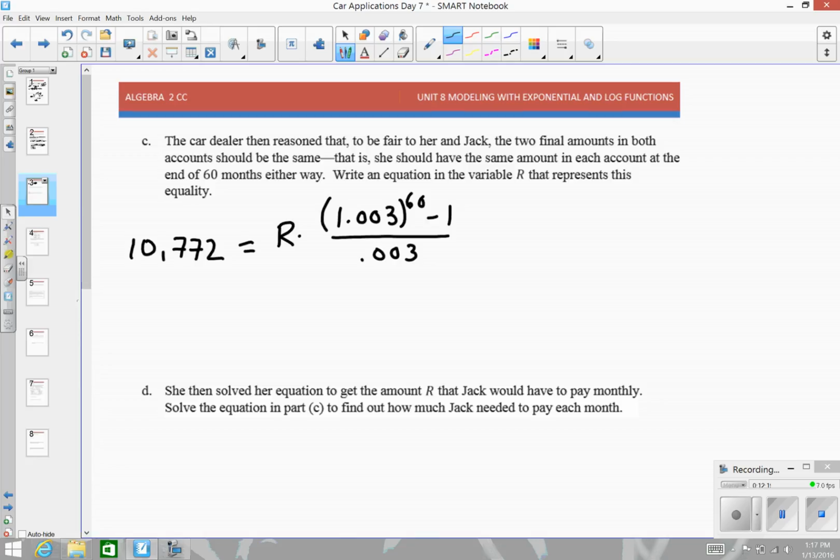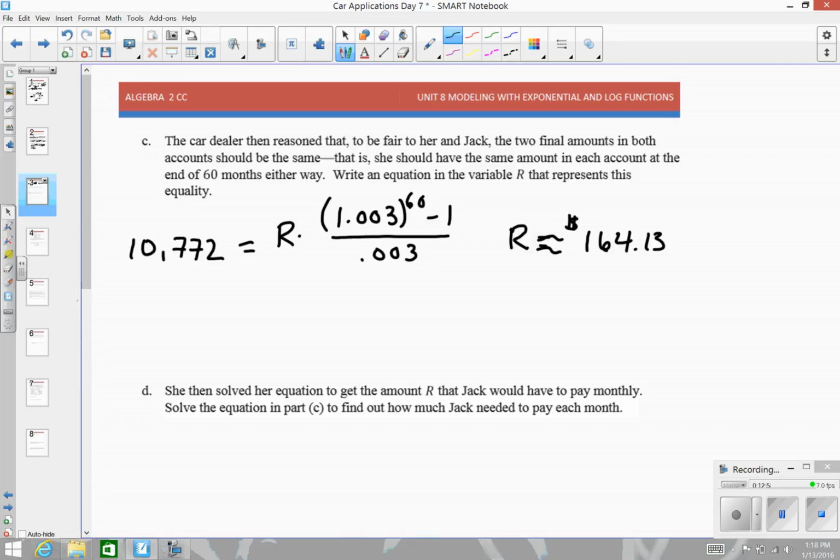I'm going to let you guys work those in your calculators, what you should end up getting for R, or the monthly payment. I'm going to make this about equal to, because I'm doing some rounding here, $164.13. So what that says is, if Jack can pay for 5 years every month $164.13, I will have in my bank account the same amount of money as if I took $9,000 at the beginning of 5 years and put that in the bank.